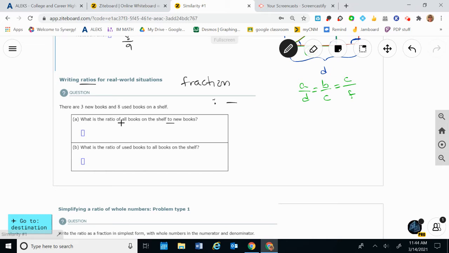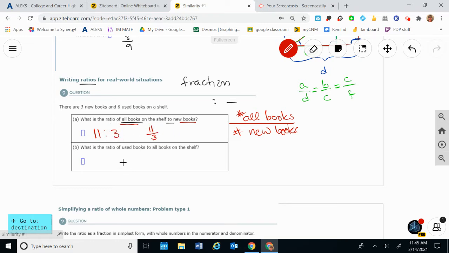What is the ratio of all books to new books? I want you to pay attention to this. Words matter. All books to new books. Whatever comes before the word to is on the top. So we would do the number of all books over the number of new books. Whatever comes after the to is on the bottom, whatever comes before is on the top. So all books, there are 11 books total, because 3 plus 8 is 11, to new books, or 11 to 3.